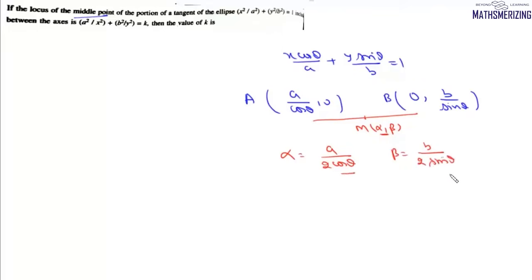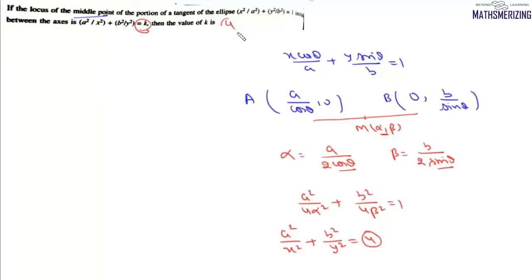Now we need to eliminate theta. So cos square theta plus sin square theta is 1. We write a square upon 4 alpha square plus b square upon 4 beta square equals 1. So we'll write this locus as a square upon x square plus b square upon y square, and it is equal to 4. So the value of k is simply 4.